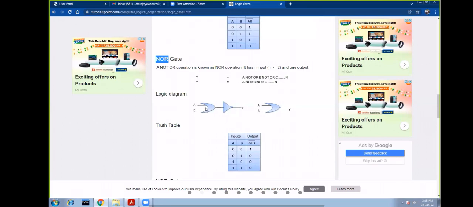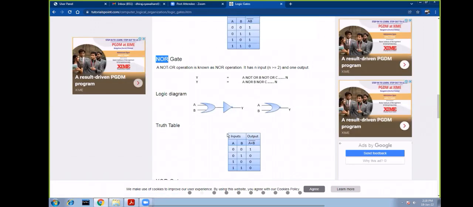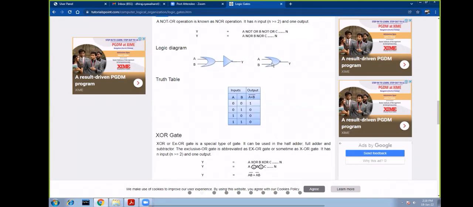When this is 0 and this is 1, the output here is 1. But that 1 is given to this NOT gate. What is the output? 0. Then this is 1, this is 0. Again it is 1. It is given to the NOT gate. It is reversed to 0. When both the inputs are 1, 1, the addition of 1, 1 is 1. That is given to this NOT gate. It is represented as 0. Like that, this is the logic diagram of this NOR gate.